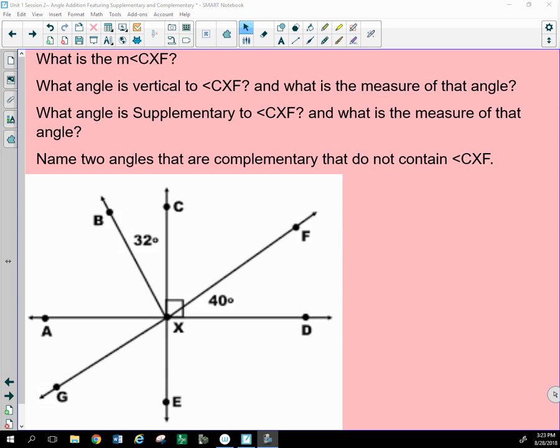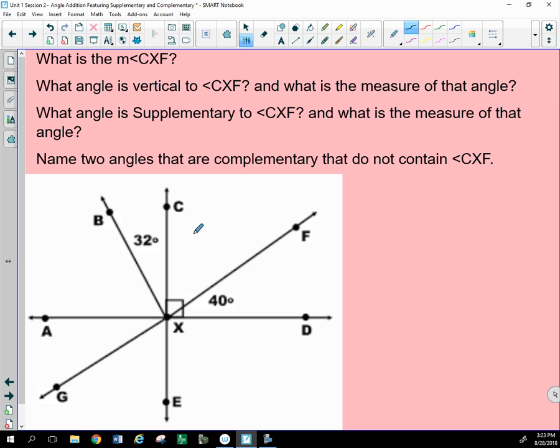Well, hello everybody. Today we are going to talk about finding some angles, supplementary, complementary, things like that. We have here a bunch of questions that we're going to go through and answer as we go. The first question is, what is the measure of angle CXF?